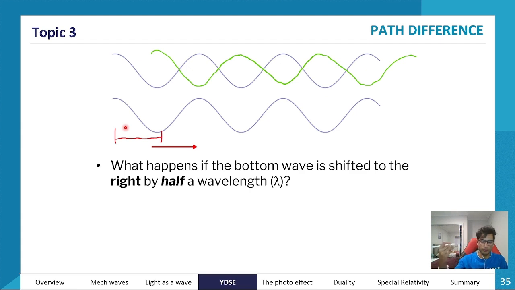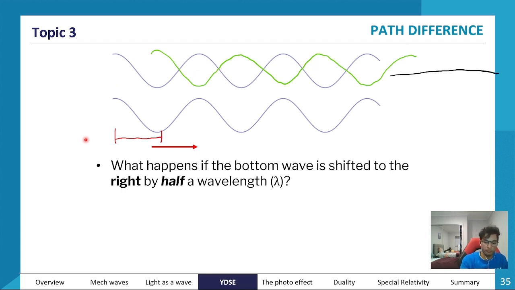And the thing is, if you add these two waves together, these two waves are deconstructively interfering. Because if you add the amplitudes, it's going to add up to 0. And what you're going to end up with is a flat line.